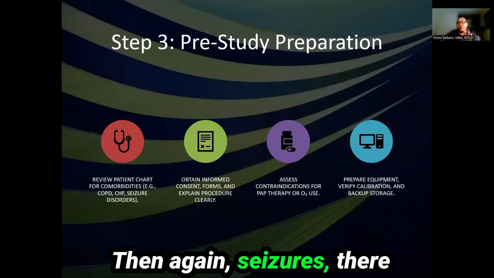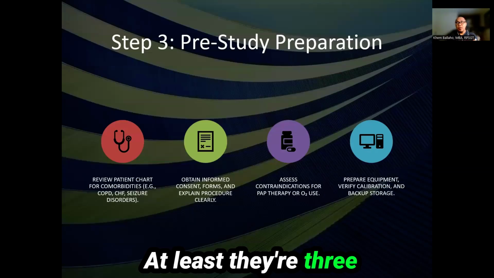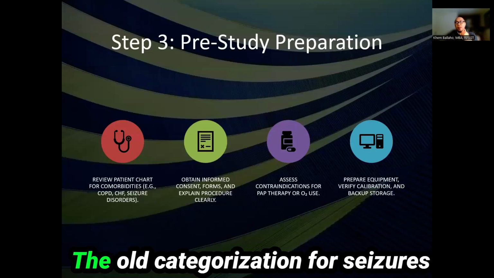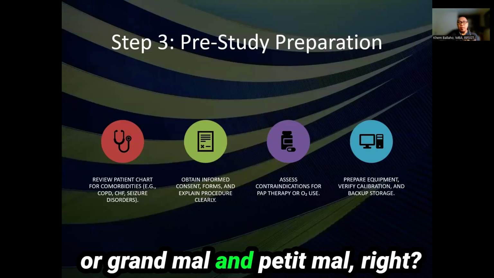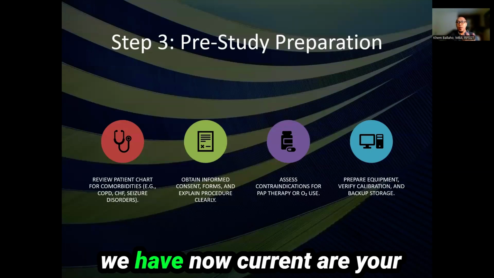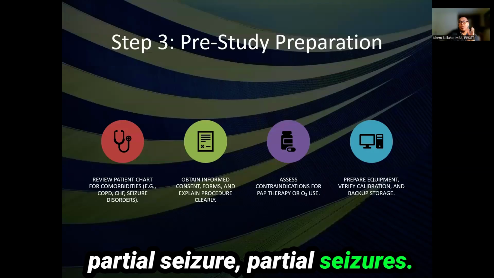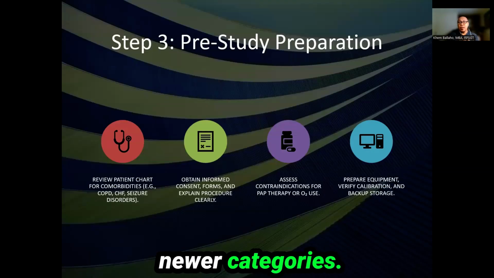But again, there are many types of seizures. At least there are 3 to 4 major types. The old categorization for seizures were grand mal and petit mal, right? Those are old terms. What we have now, currently, are generalized seizure and complex partial seizure. These are your newer categories.